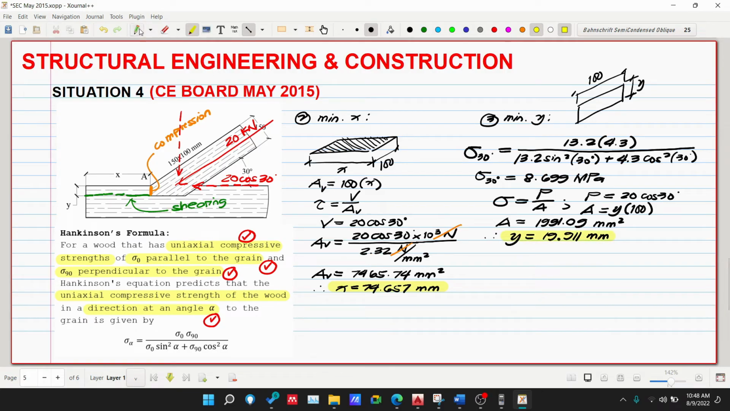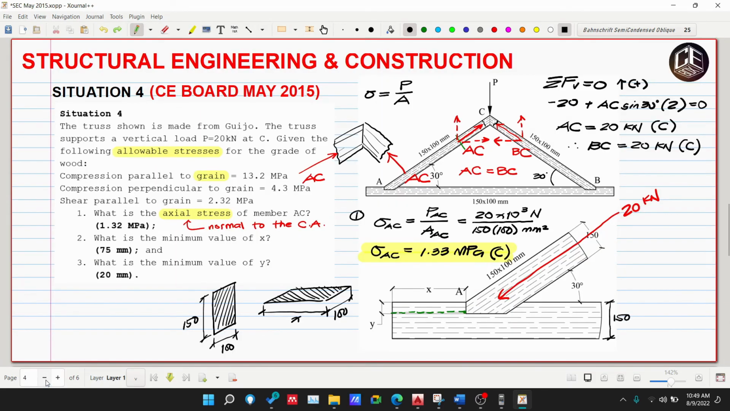Okay. So actually, wala kaming ganitong discussion itong concept ng Hankinson's formula sa strength of materials, I think. So, wala kami. So, sorry kung wala kayong mapapanood about sa concept kung paano ito na-derive. Pero anyway, diniscuss naman namin kung saang condition lamang natin pwedeng gamitin yung Hankinson's formula.